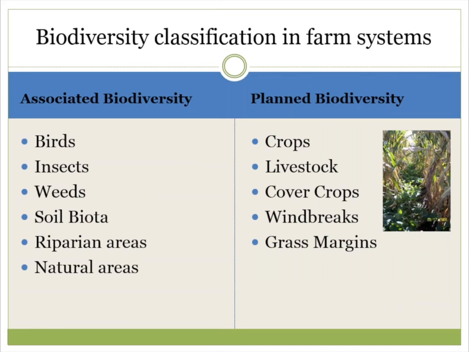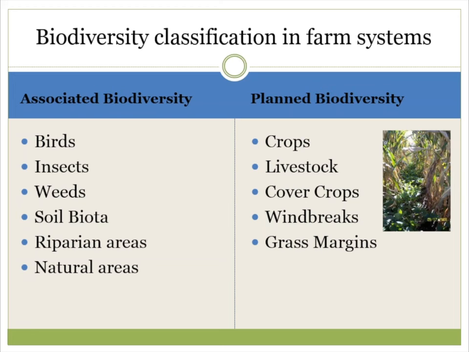We can define and work with biodiversity a little more explicitly. We can first think of the idea of associated biodiversity. My focus is typically birds as one example of this, but these are lands typically not deliberately managed by a farmer. It might be species or habitats at field edges, on the perimeter of the farm, and the species that move between those and farm fields.